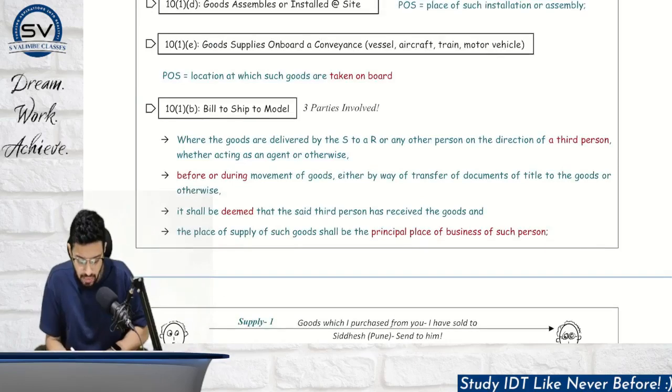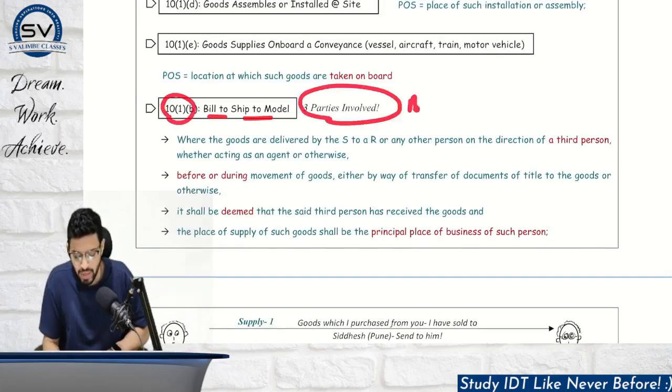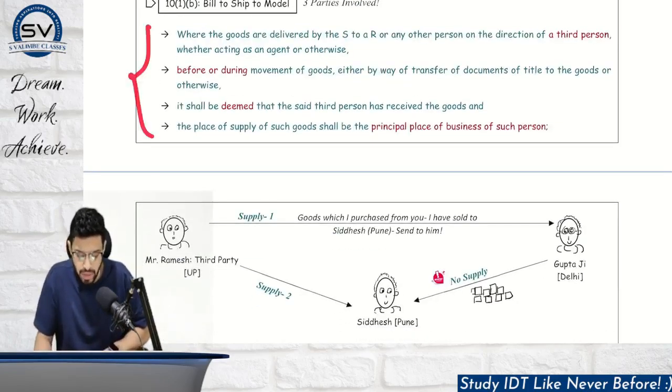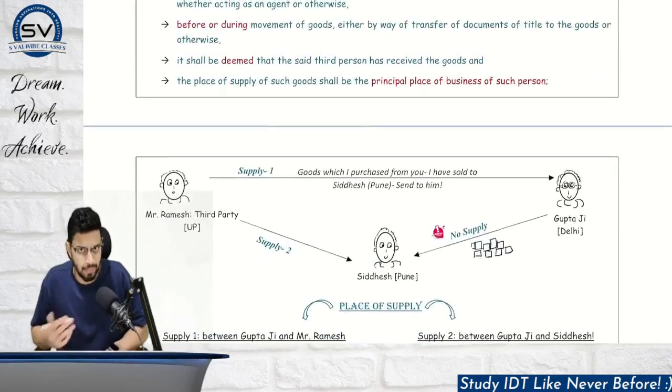Okay. Next, 10(1)(b), bill to ship to model. This is one of the areas where there are a lot of queries. Please understand this properly. First, we will give this a brief read. This is your bare act and this has been given in your material, but then we will focus on the example that I have given.